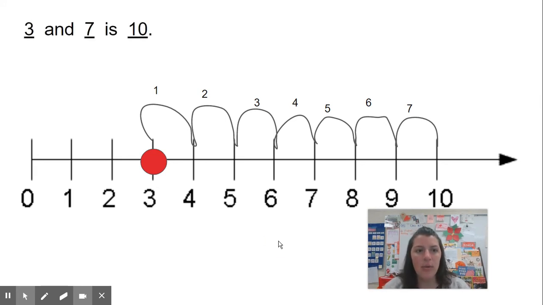And you know what? We knew that 3 and 7 is 10. Some friends remembered that right away. 3 and 7 is 10. That's one of the combinations we can use to make 10.